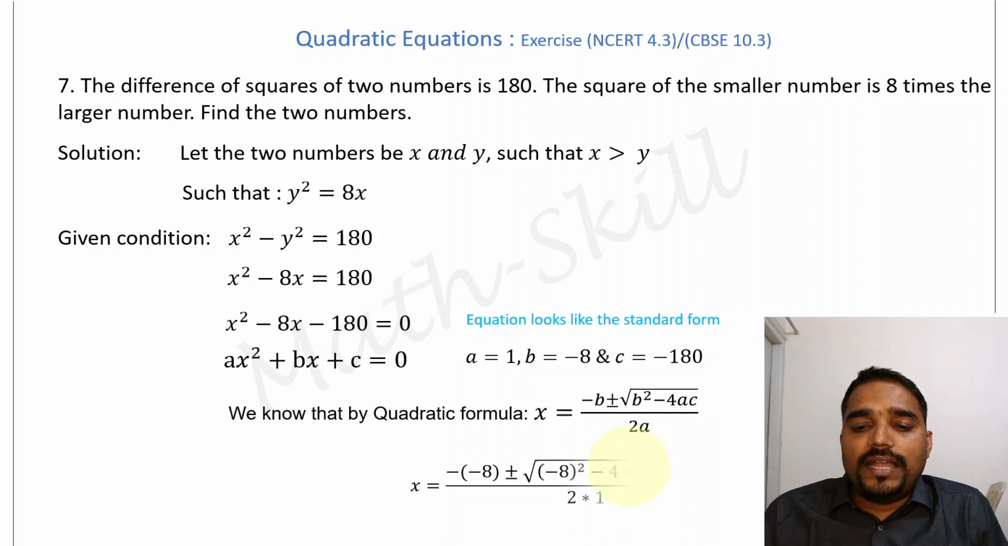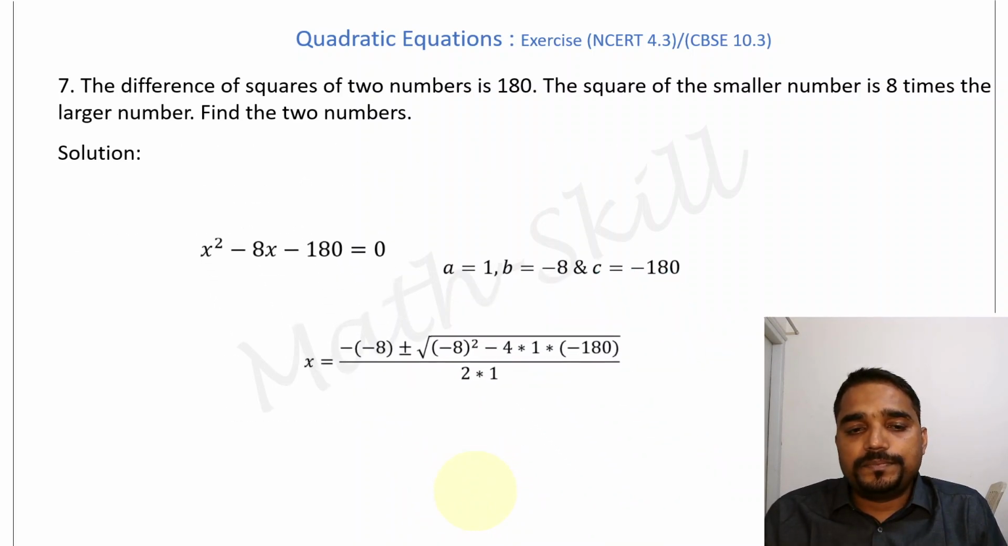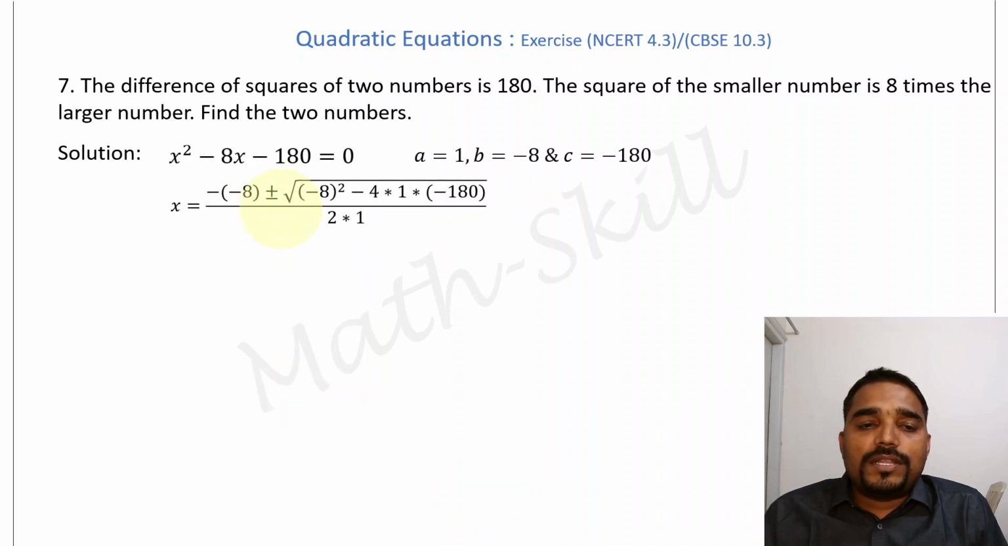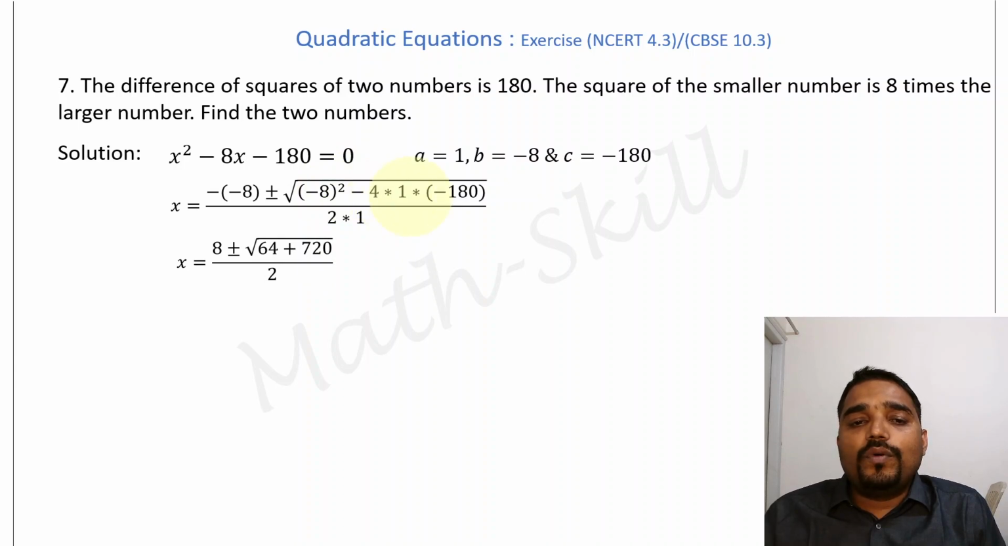Which means x is equal to minus of minus 8 plus or minus square root of minus 8 whole square minus 4 into 1 into c, which is minus 180, whole divided by 2a, where a is equal to 1. Therefore, x is equal to minus of minus 8, which is plus 8, plus or minus square root of minus 8 whole square minus 4 into 1 into minus 180, whole divided by 2a, which is 2 into 1.